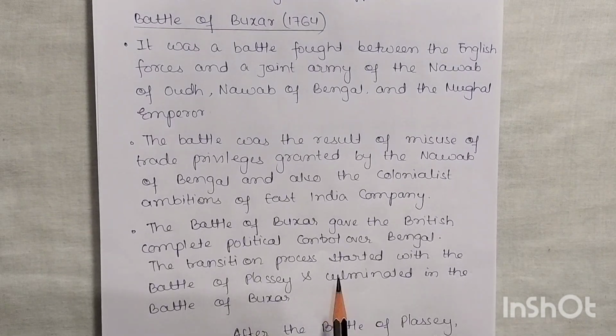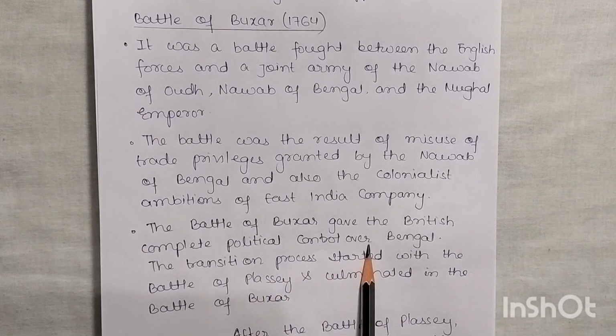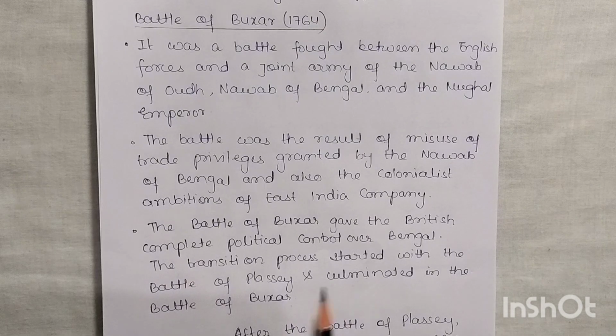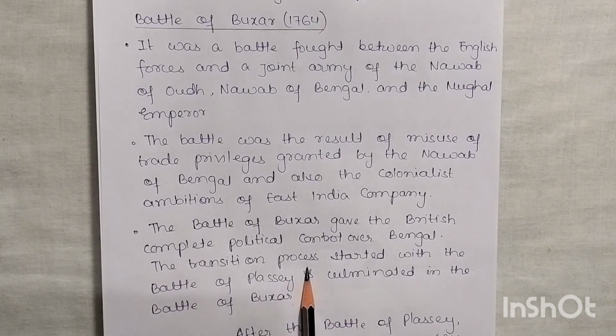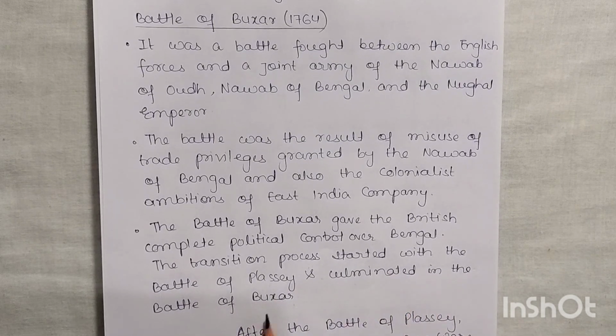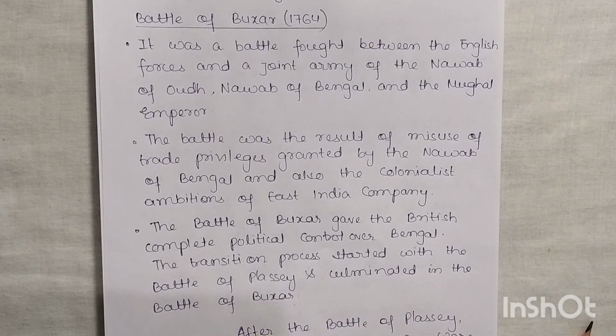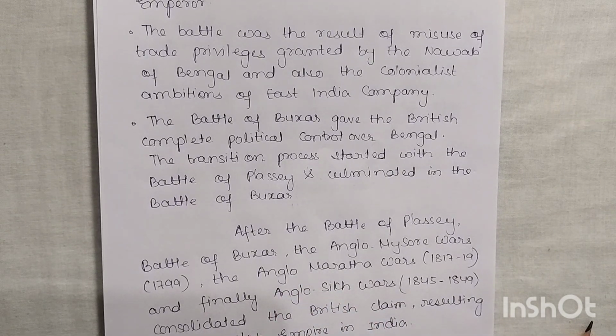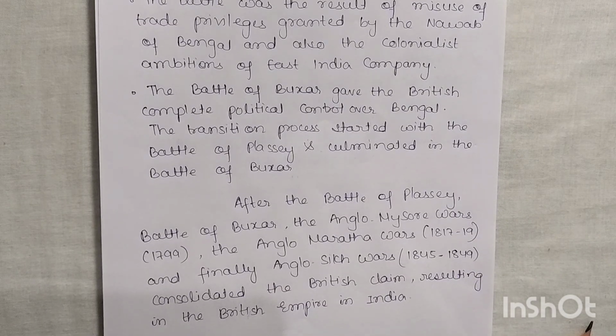Okay. The Battle of Buxar gave the British complete political control over Bengal, and the transition process started with the Battle of Plassey and culminated in the Battle of Buxar. So in the Battle of Plassey also Indians were defeated. In the Battle of Buxar also Indians were defeated. So the transition process, that is the ruling process of Britishers, started with the Battle of Plassey and culminated in the Battle of Buxar. So after winning the Battle of Buxar, they were more confident and they knew how to annex more territory of India. Okay, so that's why it was important to mention the Battle of Buxar and the Battle of Plassey.